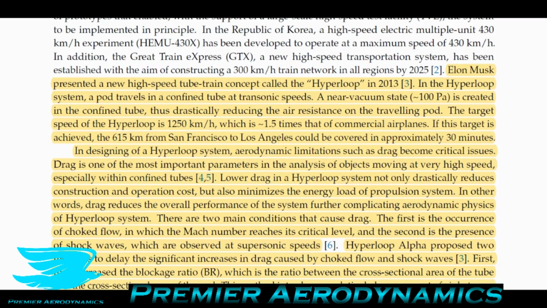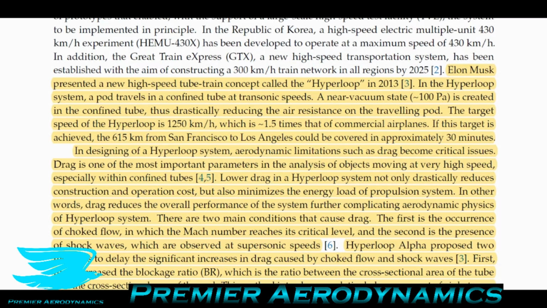Anyway, the transonic speeds are very difficult to operate under because there are such great resistive forces. To get over that, they say a near vacuum state of around 100 pascals, compared to atmospheric pressure. Atmospheric pressure is approximately 101,000 pascals, so this is 1,000 times less.